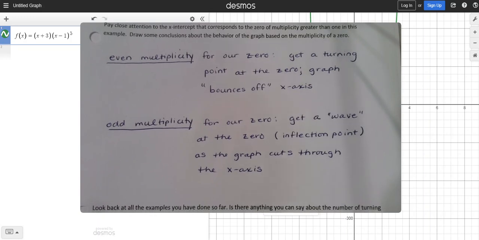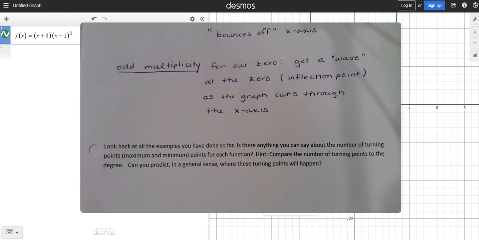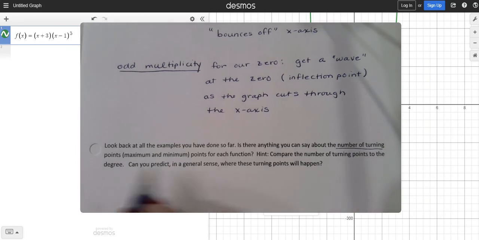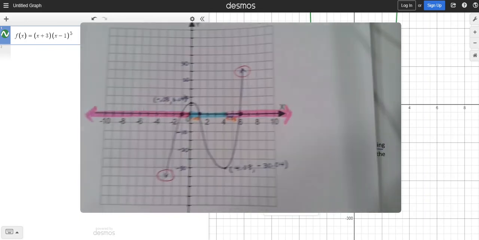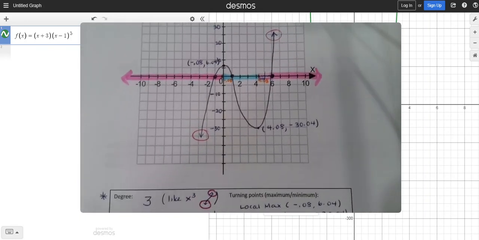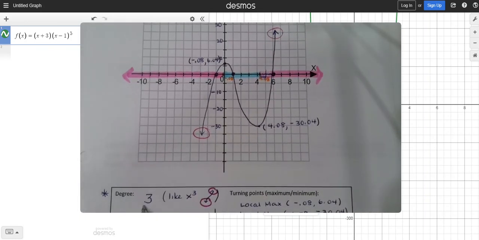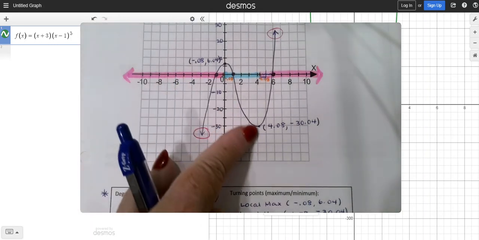All right, one last question. As we look back at the examples we've done so far, can we say anything about the total number of turning points, the maximum and minimum points for each function? And the hint is, compare the number of turning points to the degree of the function. So looking back, in our first couple of examples, we had degree 3, and there were 2 turning points.